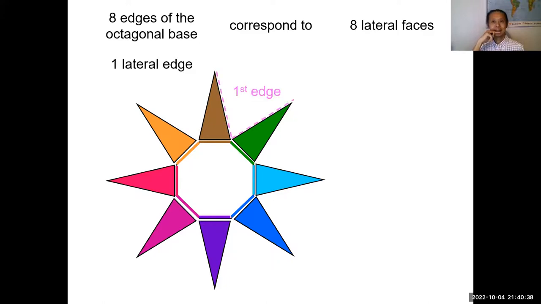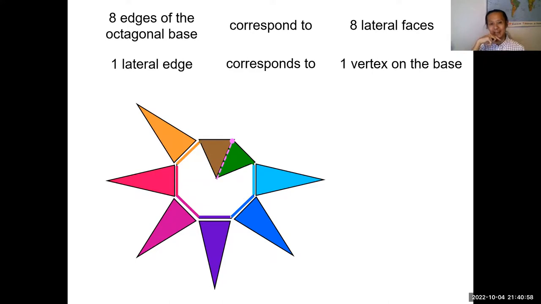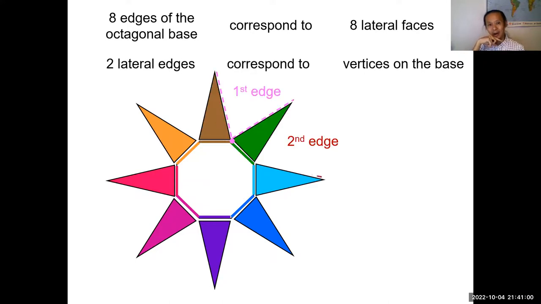Now let's take a look at the lateral edges. This first edge corresponds to one vertex on the base. Although the edge is drawn as if there are two edges, really it's only one. If you were to fold it, it's only one edge. Does it make sense? Now the second edge corresponds to a second vertex on the base. Likewise, three lateral edges correspond to three vertices on the base.